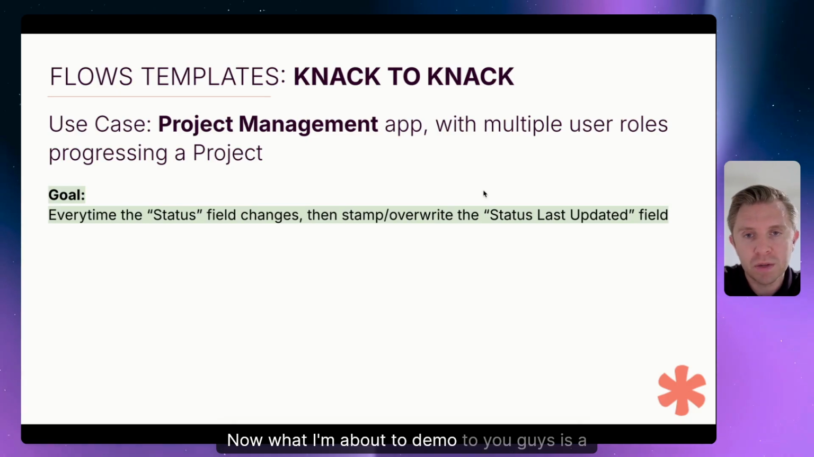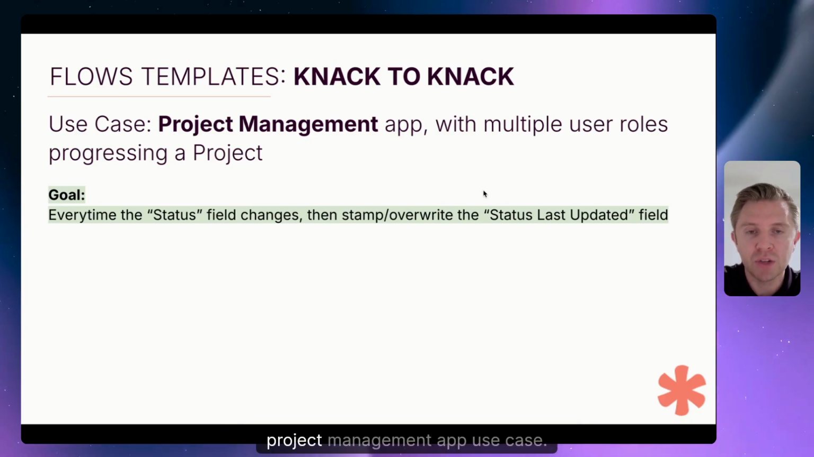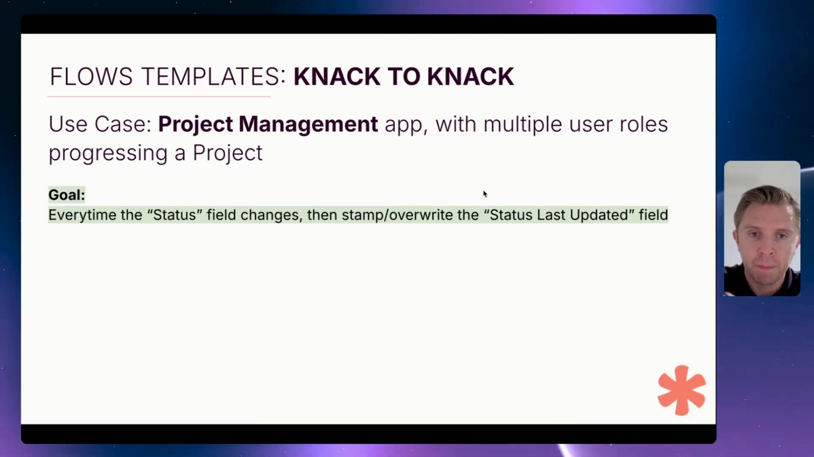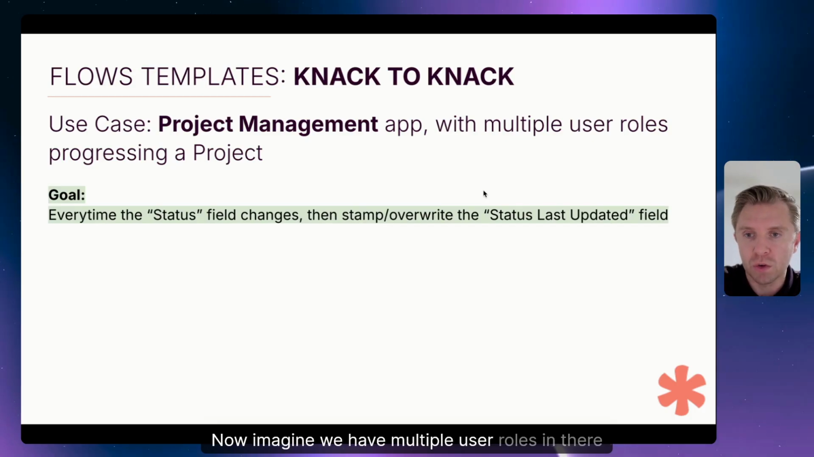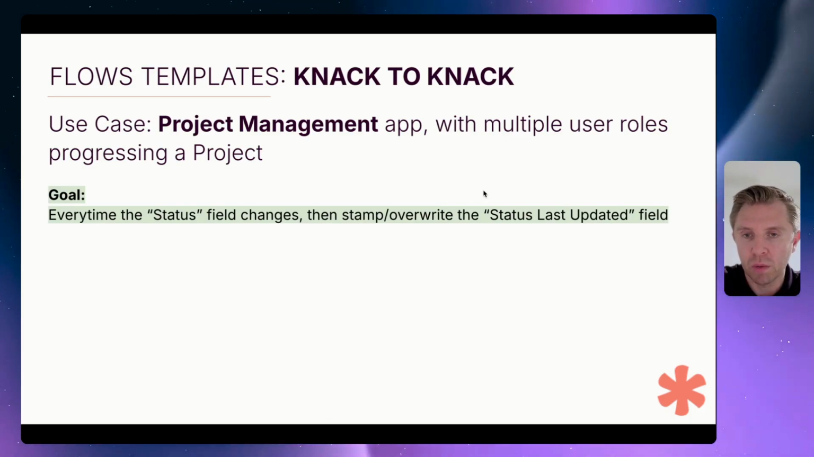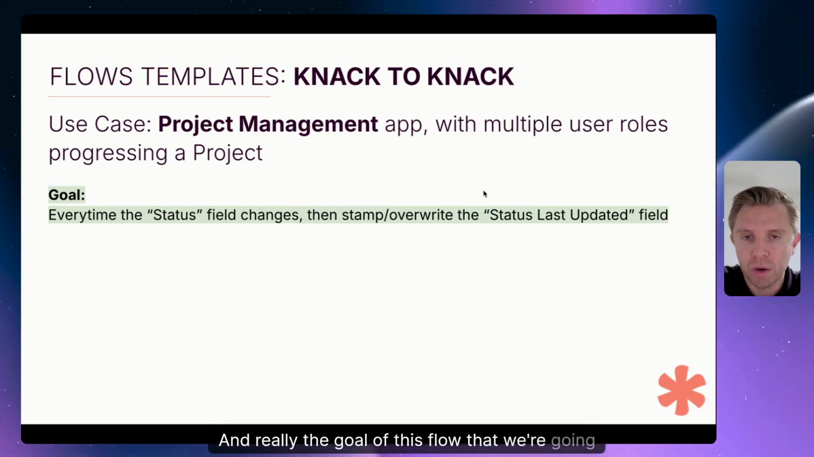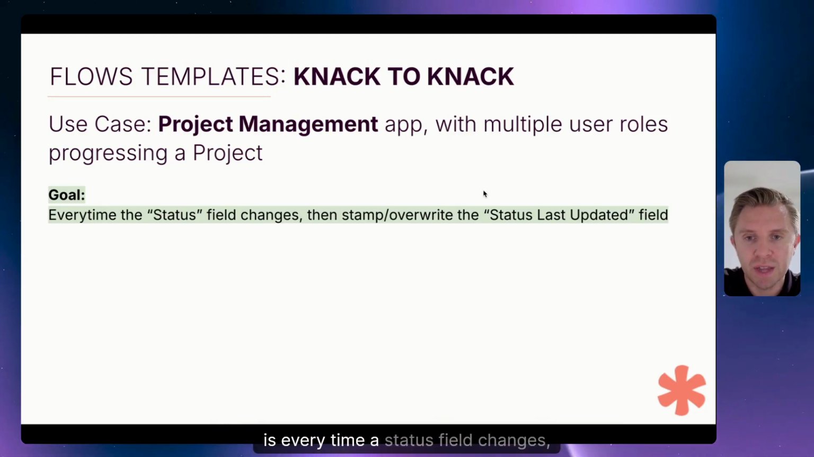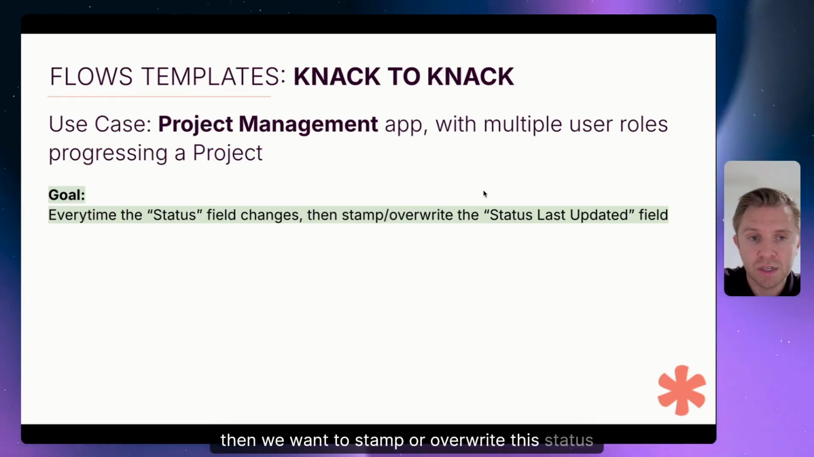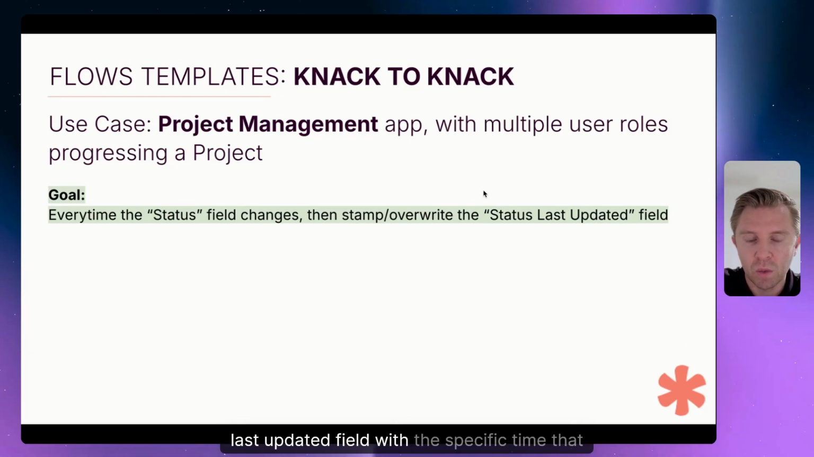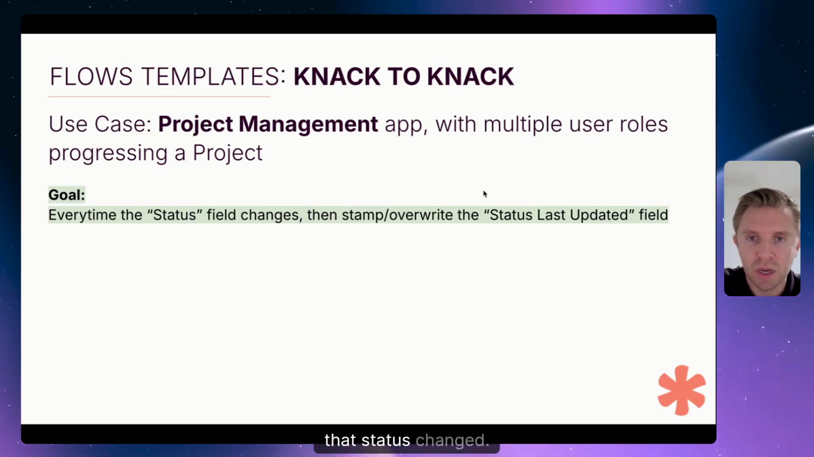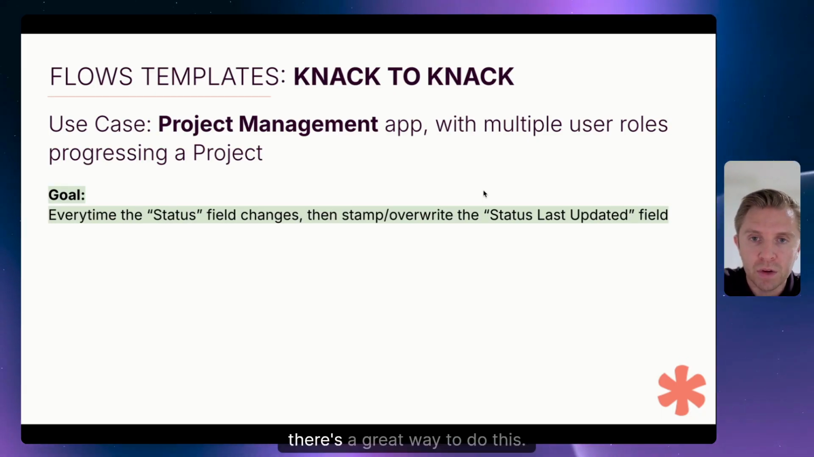Now, what I'm about to demo to you guys is a project management app use case. Imagine we have multiple user roles in there and they want to progress a project. And really the goal of this flow that we're going to build is every time a status field changes, then we want to stamp or overwrite this status last updated field with the specific time that that status changed. There's a great way to do this.